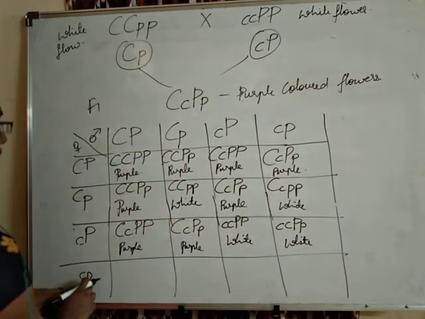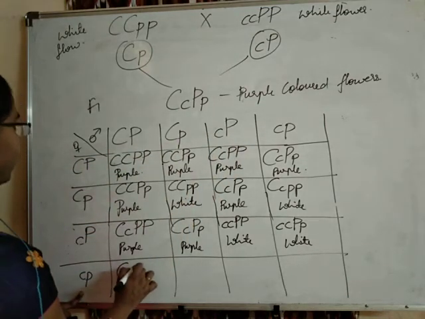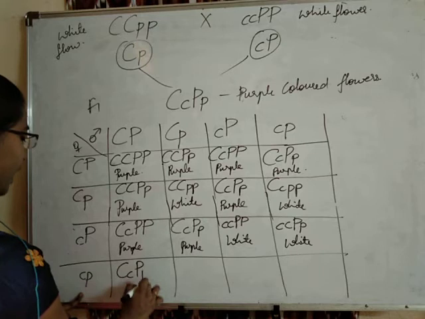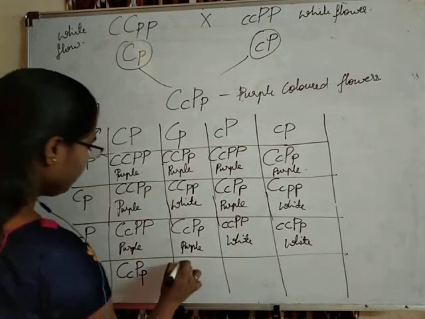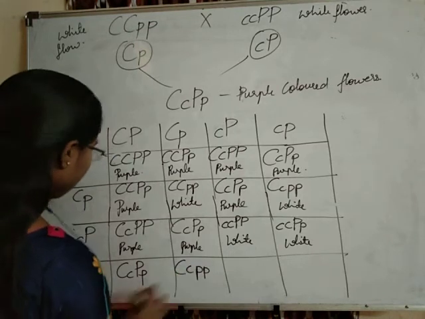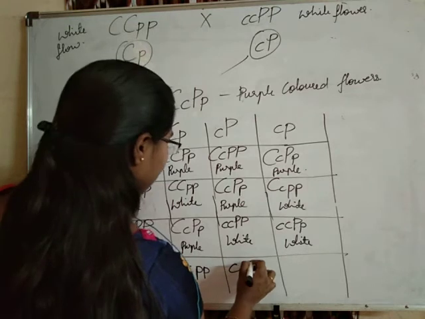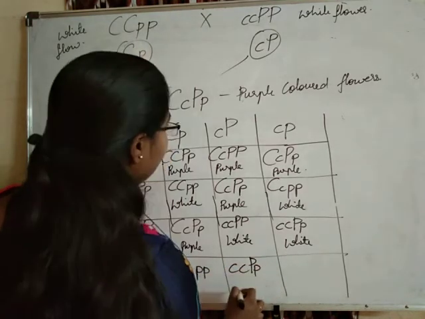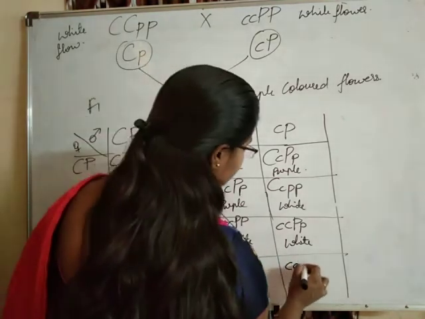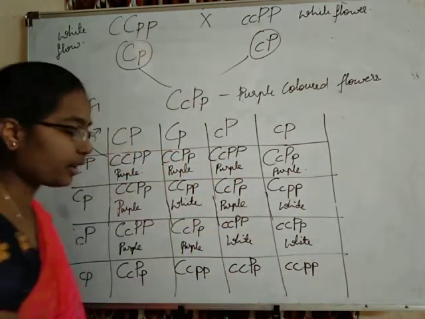Okay. Now again we are crossing this one with all the four. So capital C, small c, capital P, small p, capital C, small c, small p, small p, small c, capital P, small p, small c, small p, small p. This will be the condition.